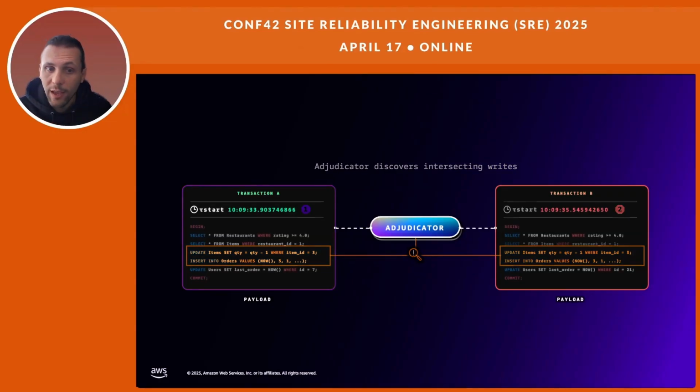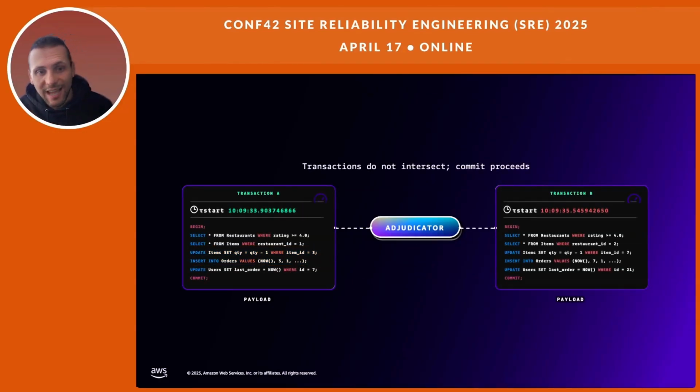Now, the cool thing about the adjudicator is if the transactions do not intersect, in this case, you can see, maybe it's too small for you to see, transaction A is trying to write on item ID 3, and transaction B is trying to write item ID 7. Even though some of their selects are exactly the same, both transactions are going to be allowed to be committed, and both commits will proceed, which is really good.